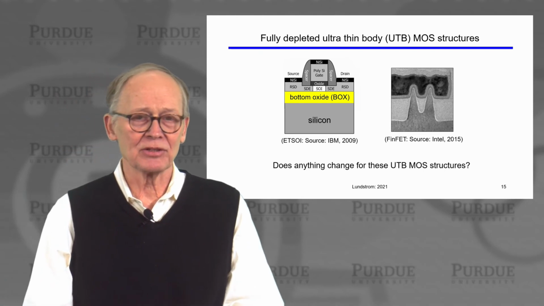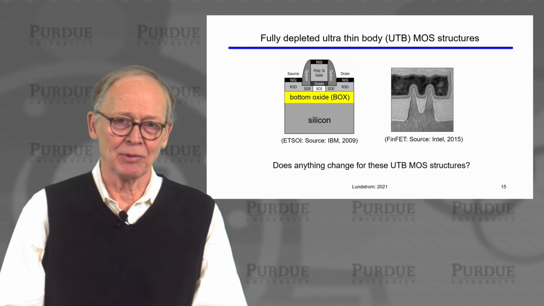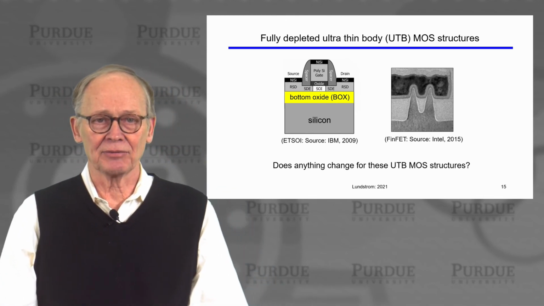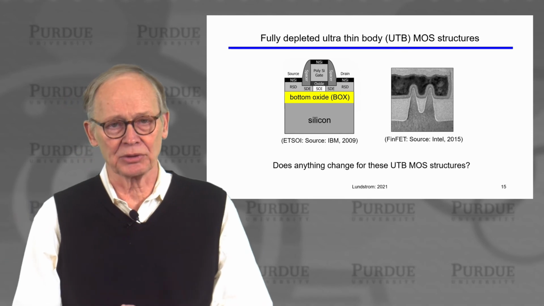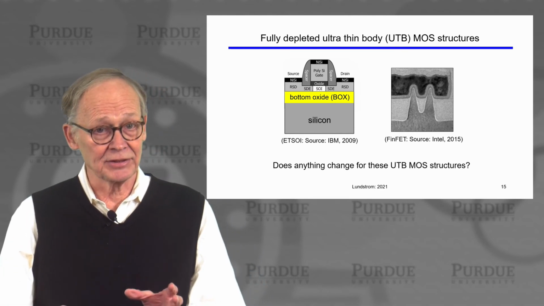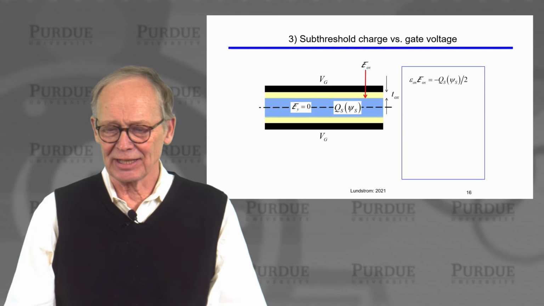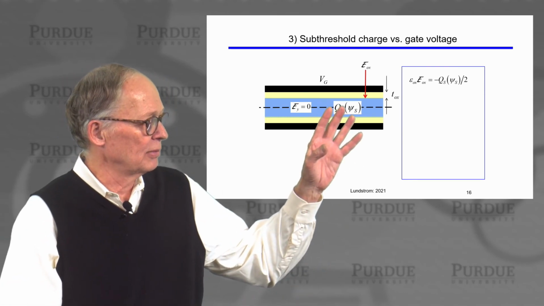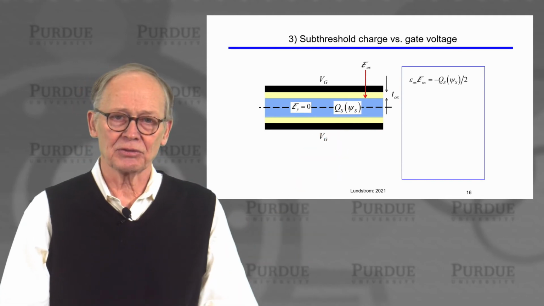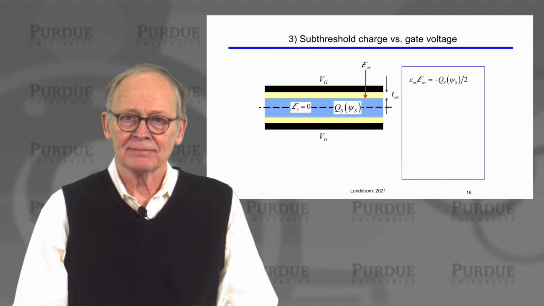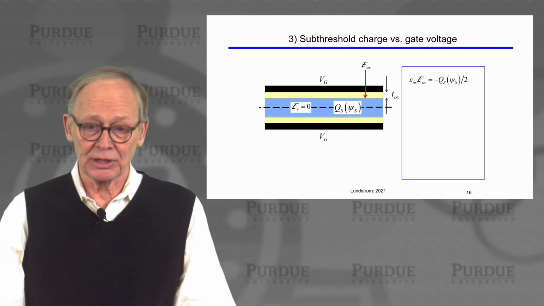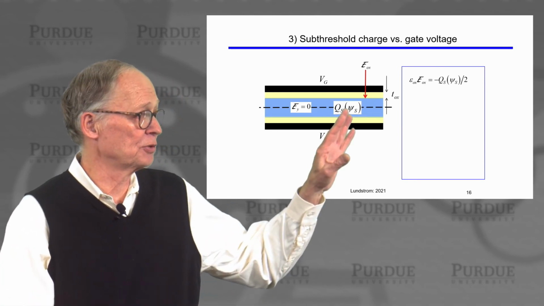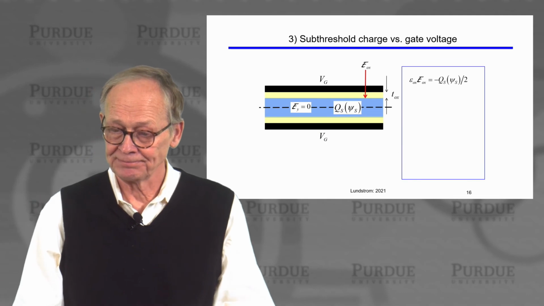Now let's switch. We've been talking about bulk MOS structures, bulk MOSFETs. Modern transistors have gone to these more sophisticated ultra-thin structures. Does anything change? Well, not very much, really. But let's take a quick look at this. So let's say that we have an ultra-thin structure biased below threshold, and let's ask, what is the mobile charge per square centimeter in this structure?